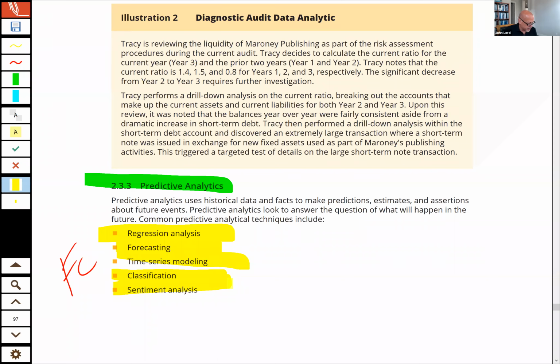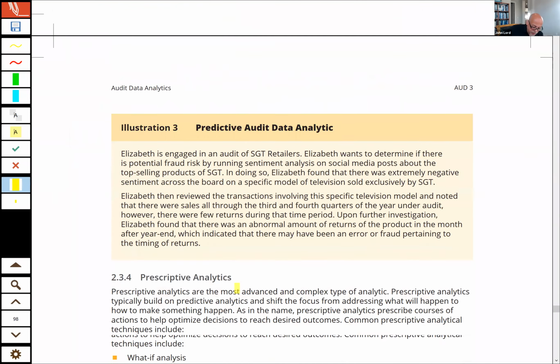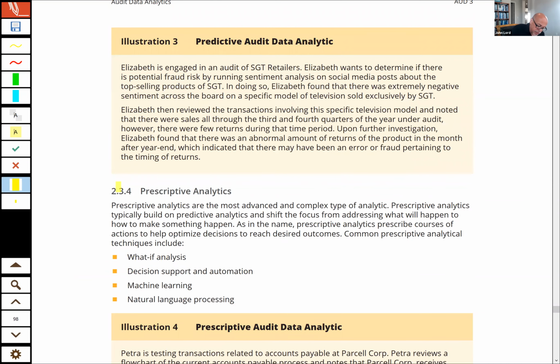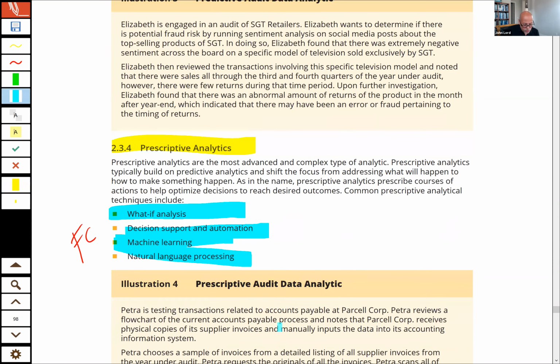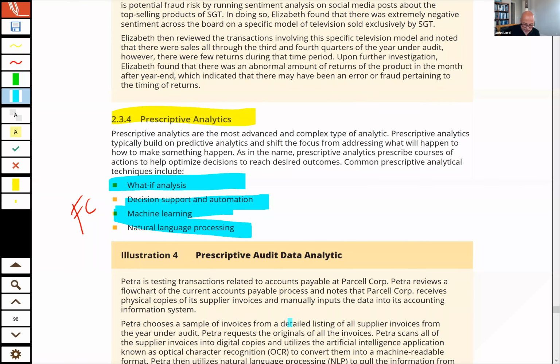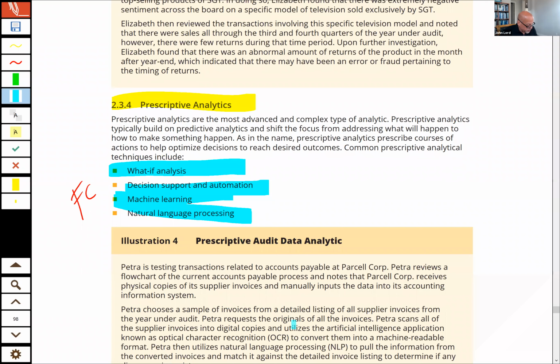Okay, just flashcard these as predictive analytics. Okay, then you can have prescriptive analytics, and go ahead and flashcard some of the examples of prescriptive analytics. Say that 10 times fast. What-if analysis, decision support, machine learning, natural language processing. Again, you can see that much of what we're doing here is just giving you definitions and examples around those definitions. Okay, and prescriptive analytics are probably the most complex and advanced type as well. So you can include that on your flashcard.